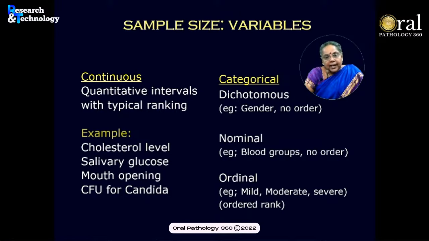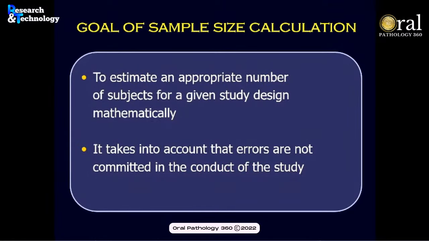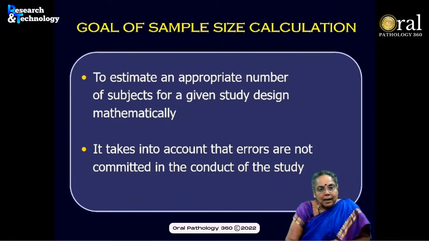Categorical variable, we had yes probiotic, no probiotic, and probiotic was given to estimate the outcome, that is the colony forming unit. So now let us understand what is the goal of the sample size calculation and why should we do it. It gives you an appropriate number of subjects you have to recruit into the study. It also tells you whether the given study design is practical or not.